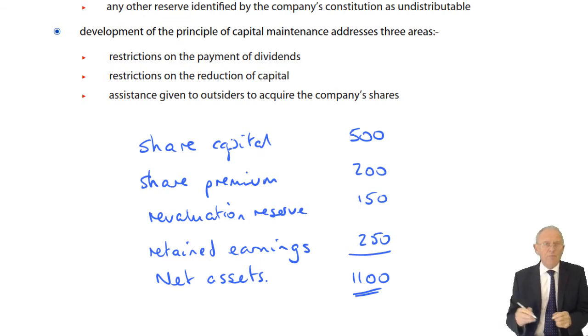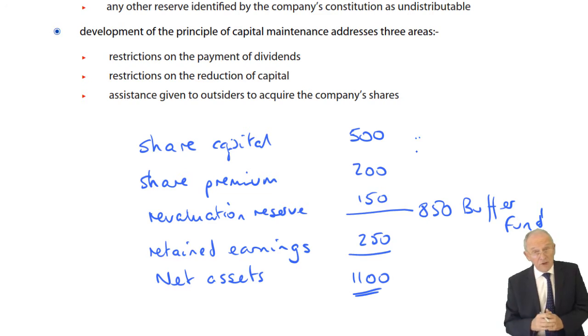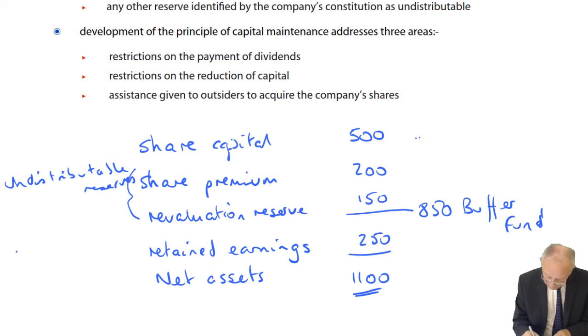And there's a thing called the creditors buffer fund. The creditors buffer fund is comprised of capital plus undistributable reserves. And in this example, the creditors buffer fund is 850. It's made up of capital, the 500, plus these undistributable reserves of share premium and revaluation reserve. And then the retained earnings, therefore, is distributable reserves. So I'm going to classify these two together as undistributable reserves, and this one is a distributable reserve.